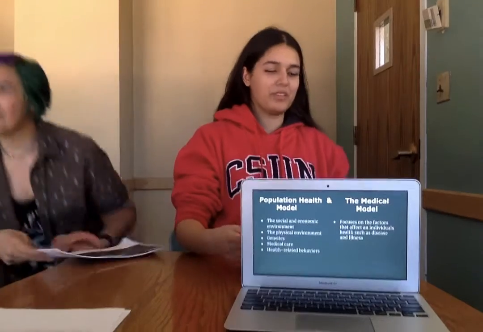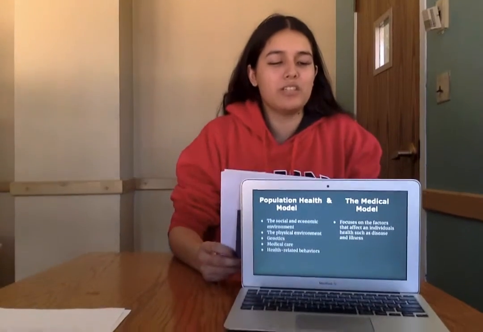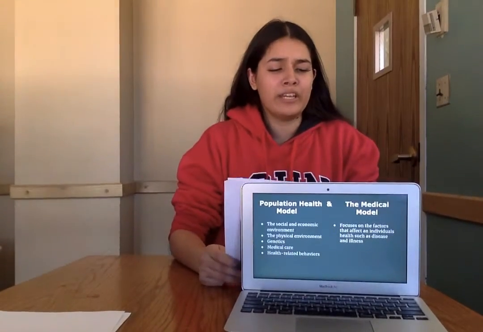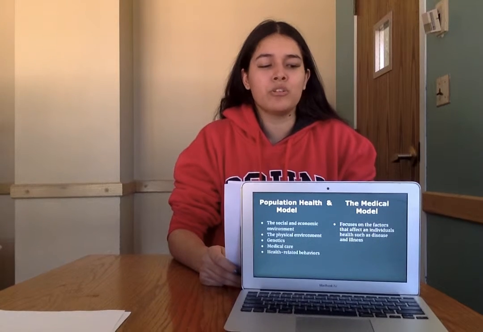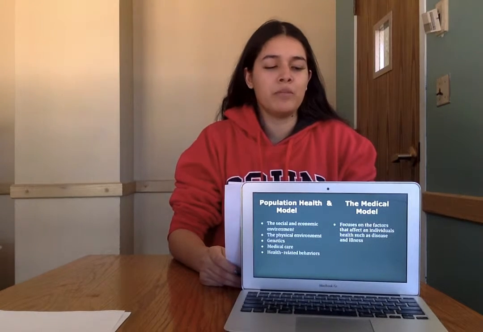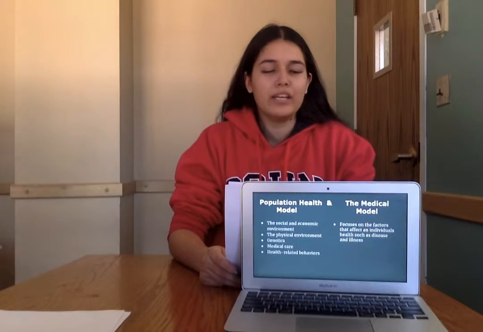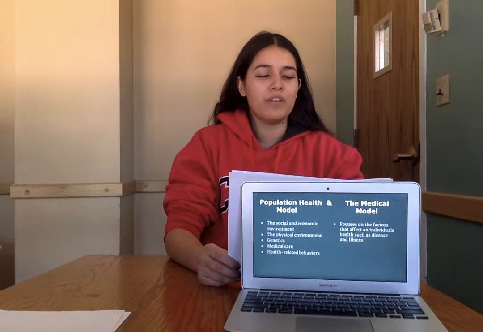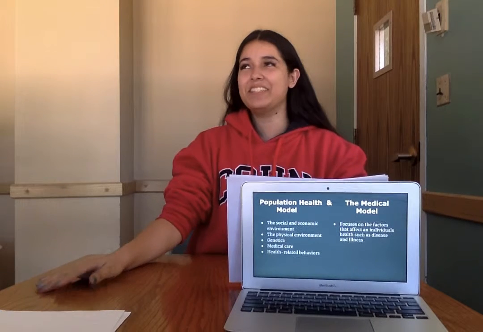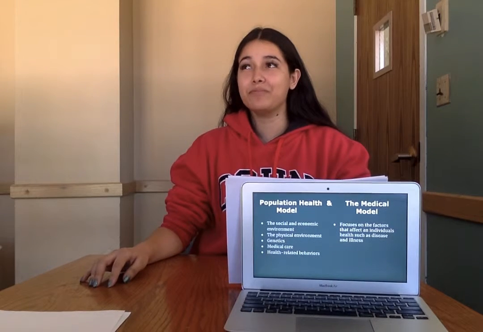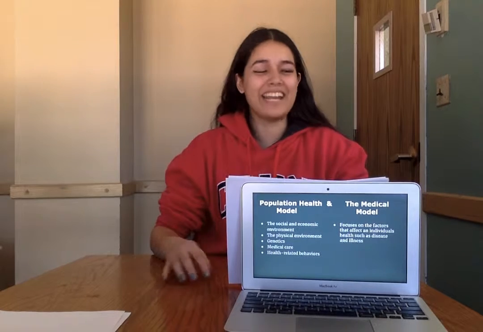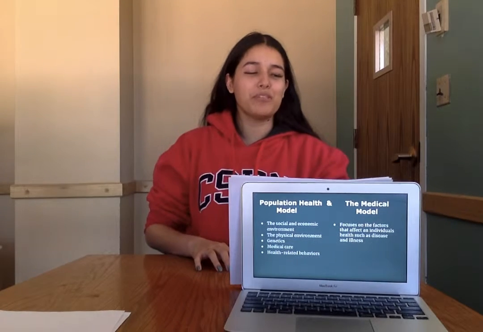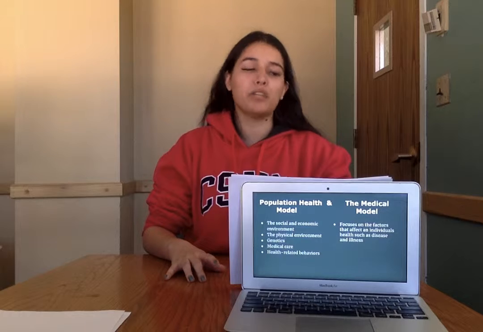Okay. First, I would like to discuss the population health model. It includes 5 determinants that are social and economic environment, the physical environment, genetics, medical care, and health-related behaviors. Can anyone give me examples of any of these 5 determinants for the population health model?